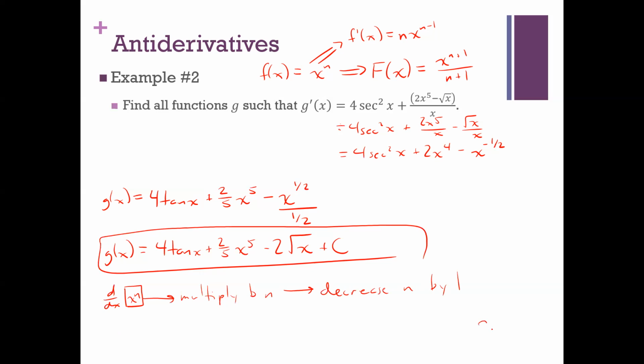But if I'm going to go the other way, what's the opposite of decreasing something by 1? Increasing it by 1. What's the opposite of multiplying by that exponent? So it really is an inverse process. Taking the two steps and doing the opposite of them in the opposite order.